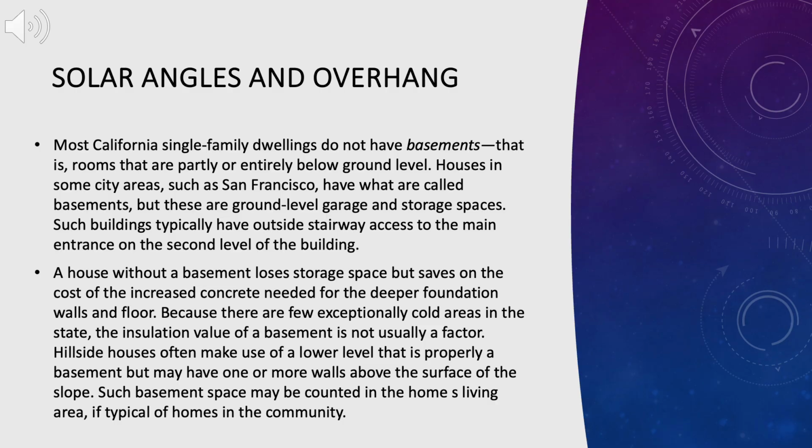Solar angles and overhang. Most California single-family dwellings do not have basements, that is, rooms that are partly or entirely below ground level. Houses in some city areas, such as San Francisco, have what are called basements, but these are ground-level garage and storage spaces. Such buildings typically have outside stairway access to the main entrance on the second level of the building. A house without a basement loses storage space but saves on the cost of the increased concrete needed for the deeper foundation walls and floor.